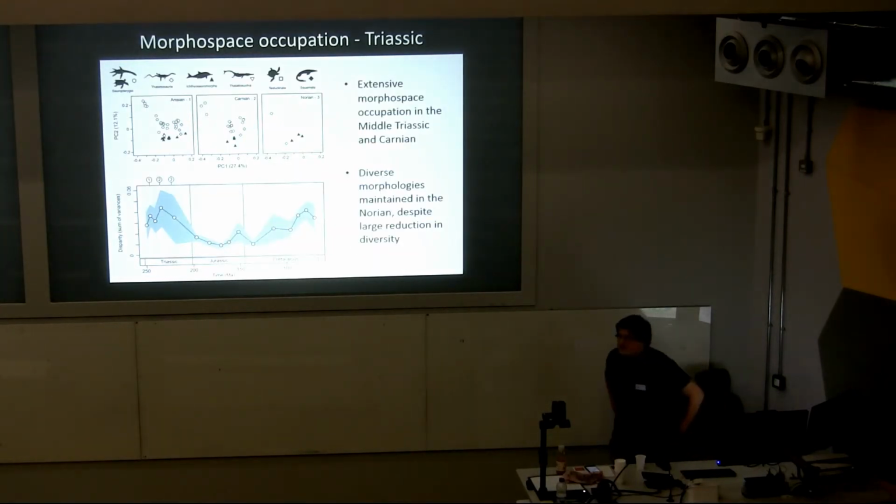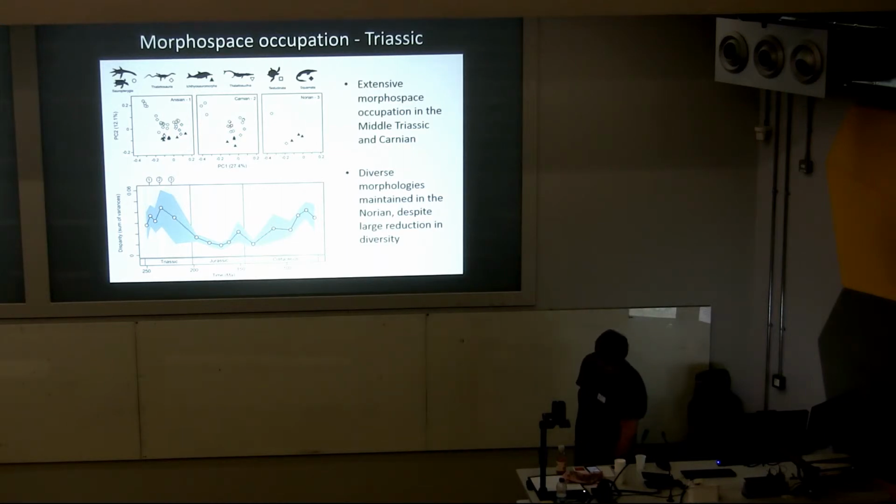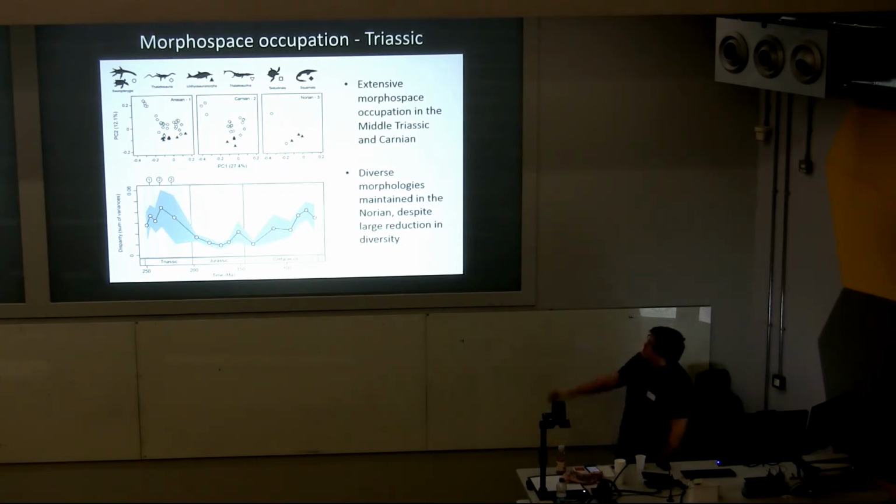Just to have a look at the morphospaces through time, again, this is based on just PC1 and PC2 of morphospace. I've labelled 1, 2 and 3 on the figure so you can see where they occur. I think one is, so you've got the Anisian, middle Triassic, then you've got the Carnian, the early late Triassic, and then the Norian, where there's a significant reduction in diversity.